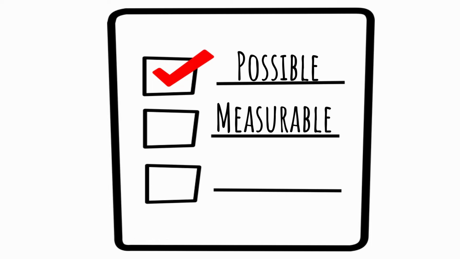The second guideline is it needs to be measurable. If you can't measure it, if you can't collect data on it, then it's not really science. You have to be able to graph and analyze the data in order to know if your hypothesis has been supported or if your design goal has been met.